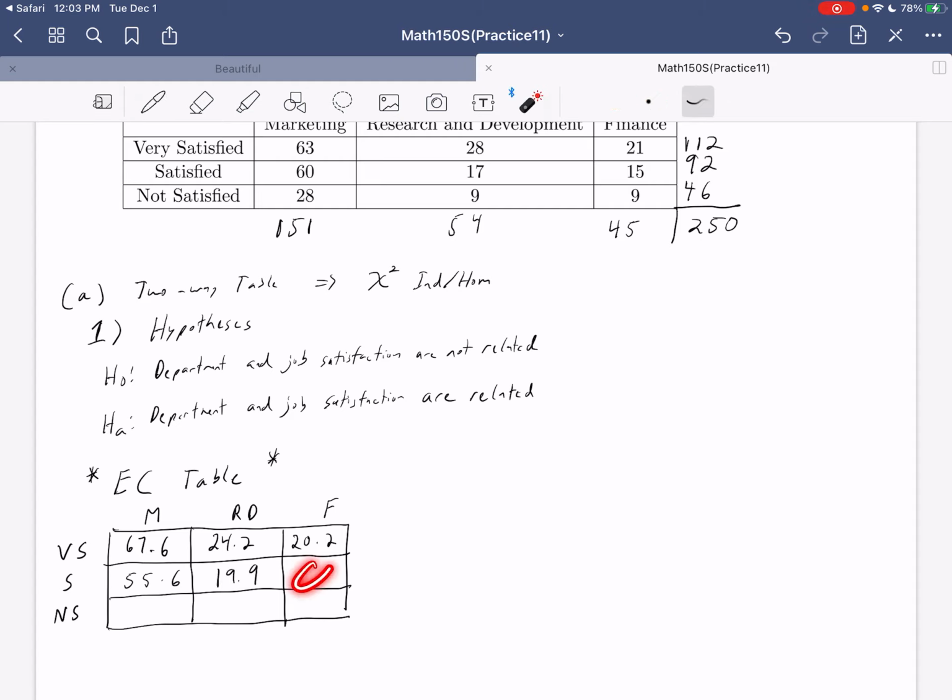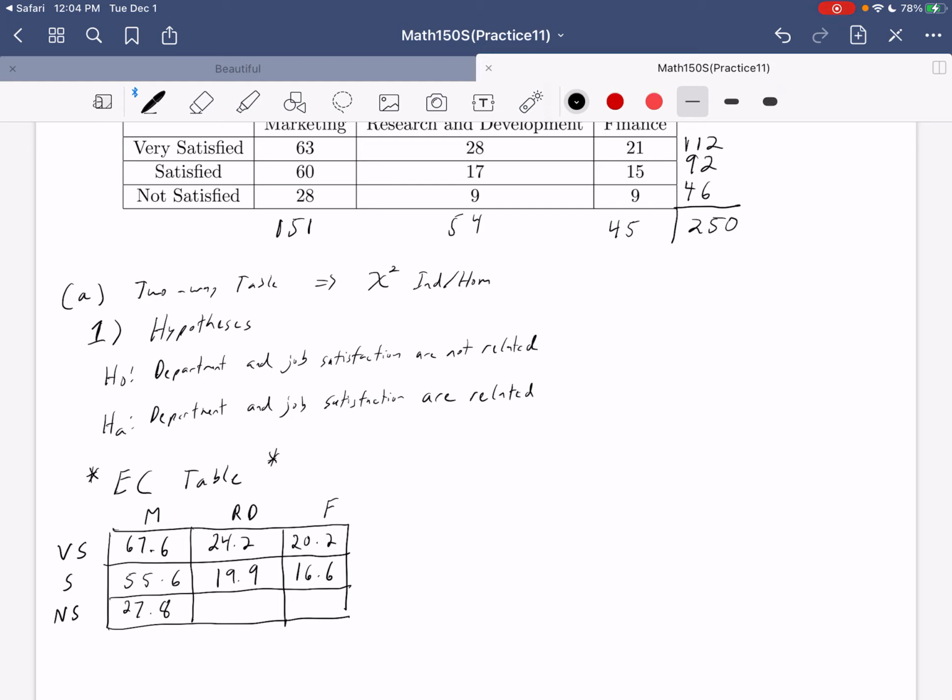And then finally, right here, we'll be taking 92 times 45 divided by 250. Looks like we should get 16.6. Finally, for our last row, our row total now will be 46. So the first one will be 46 times 151 divided by 250. Looks like we should get 27.8. Next one should be 46 times 54 divided by 250.